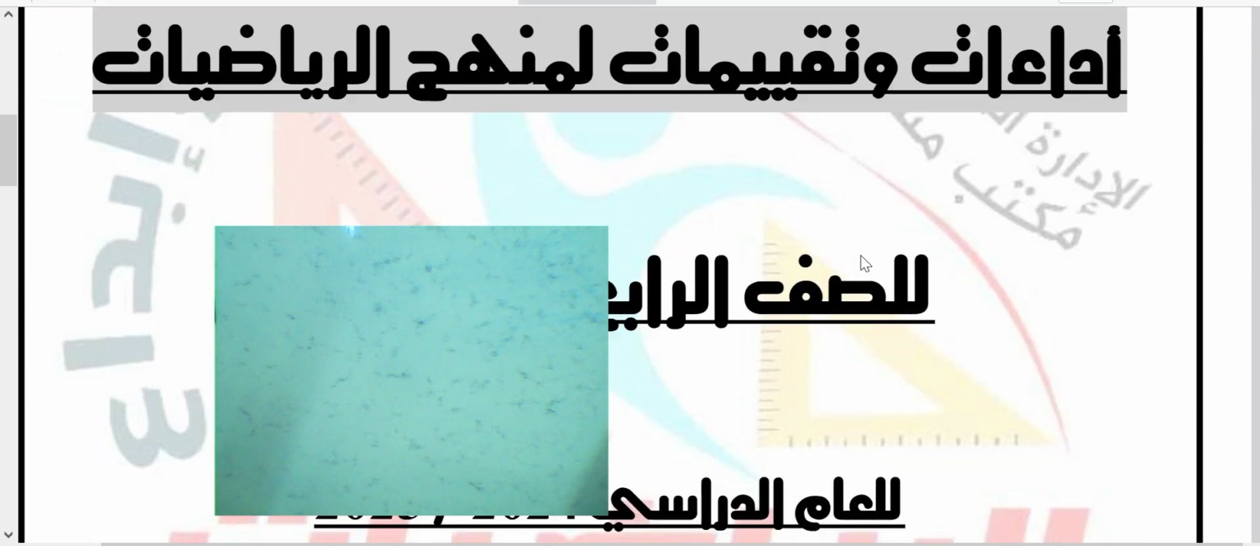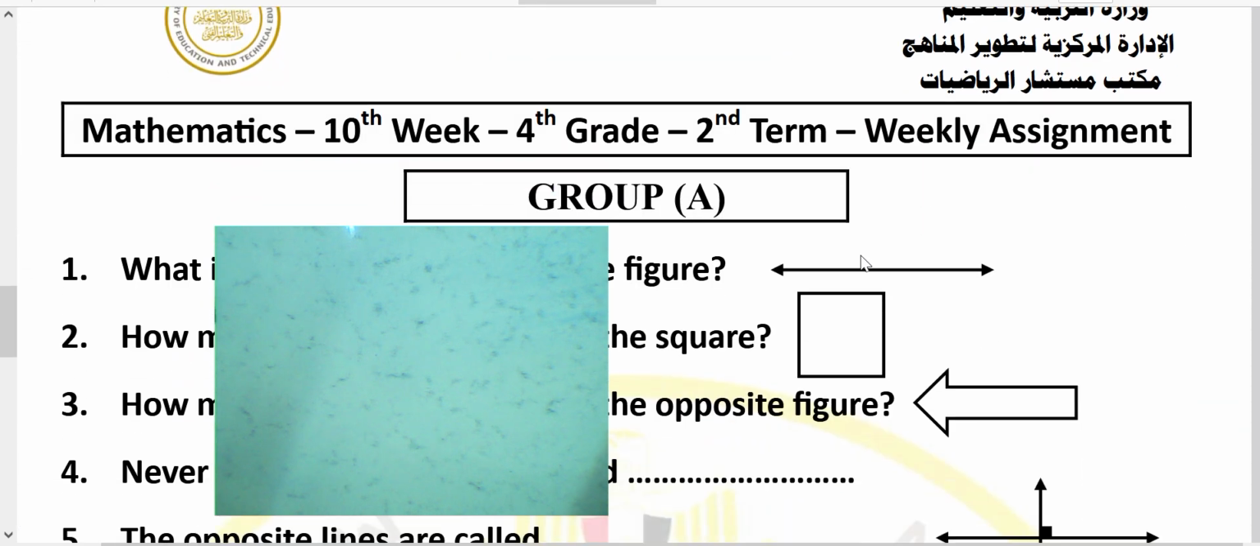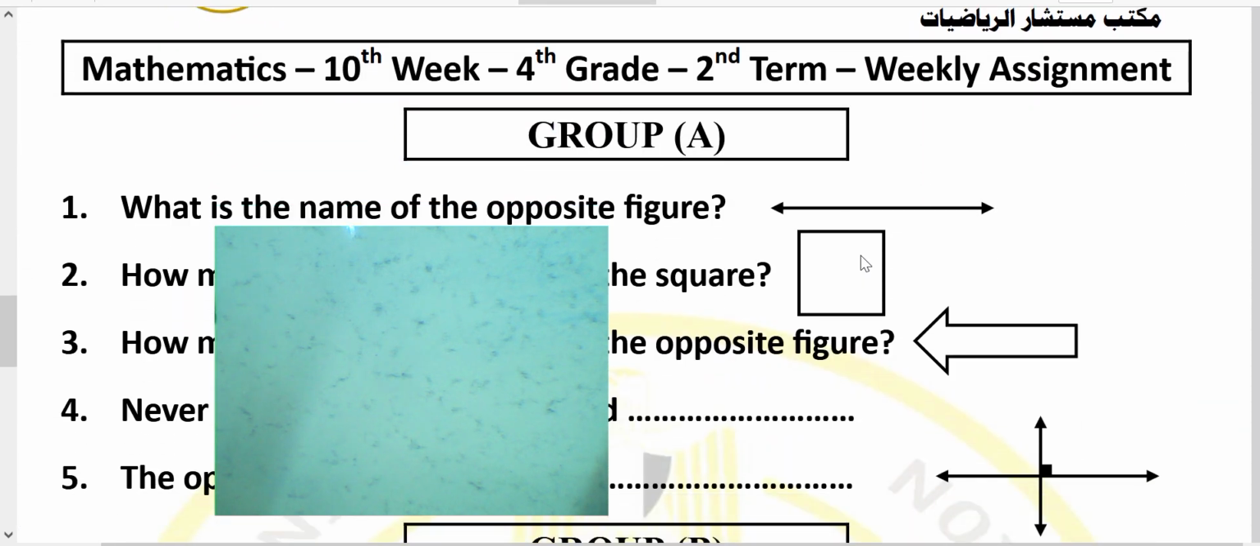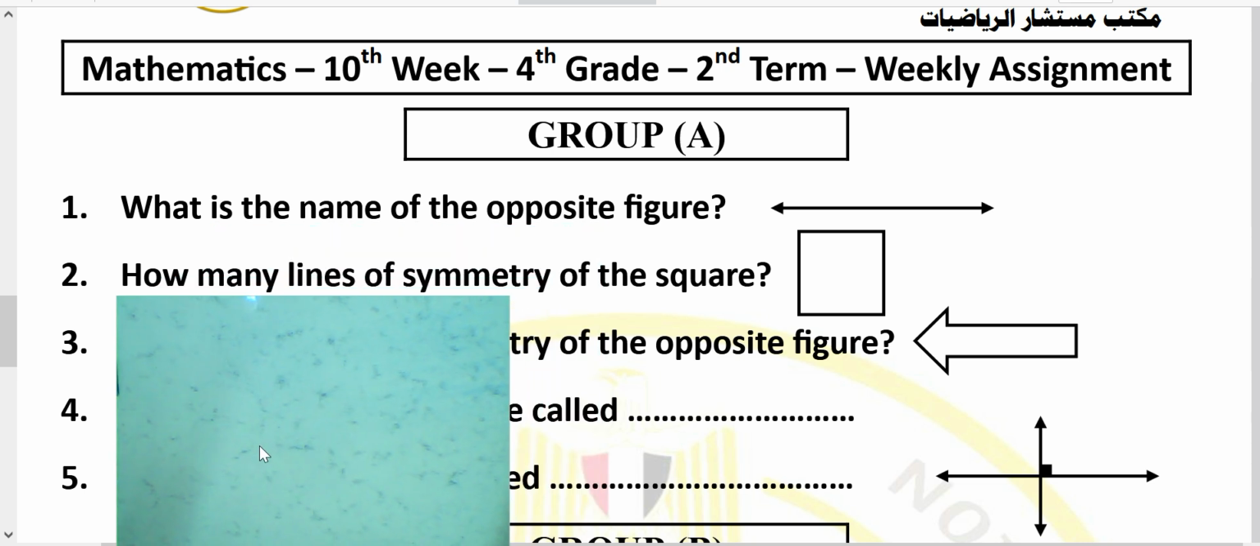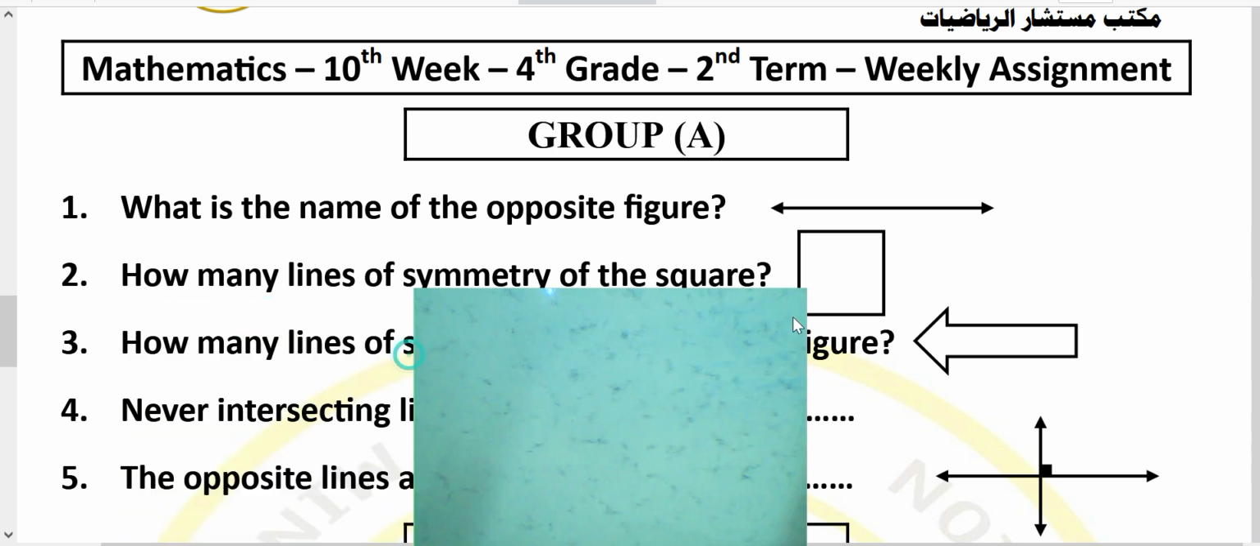Today we'll solve weekly assessment number 1, first group, second term, this year 2025. First group, group A, question number 1: what is the name of the opposite figure?